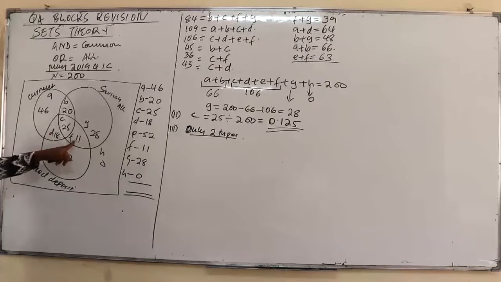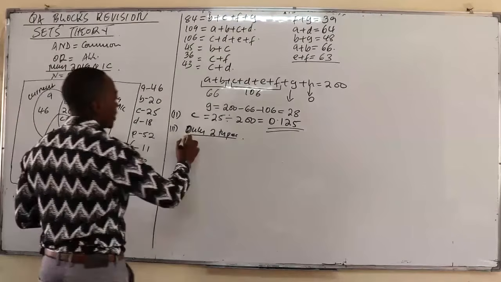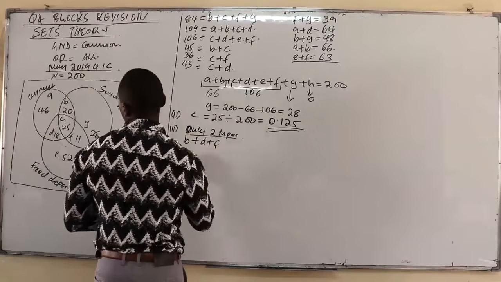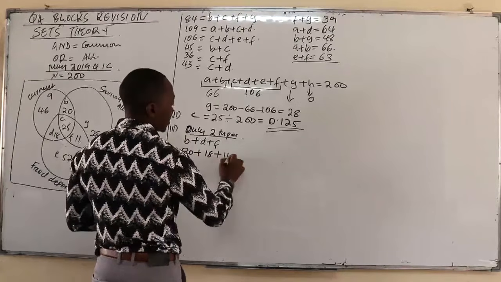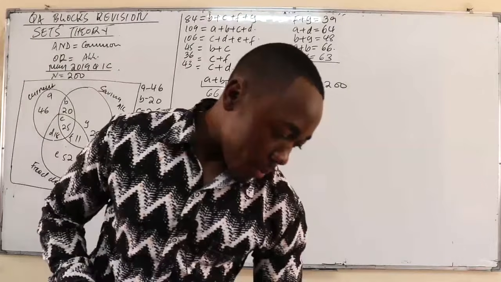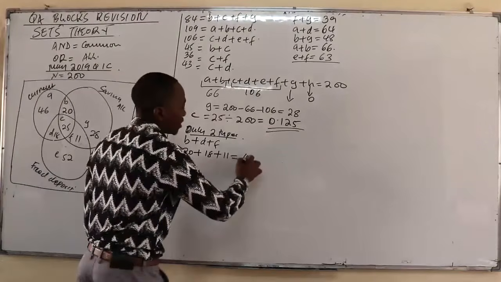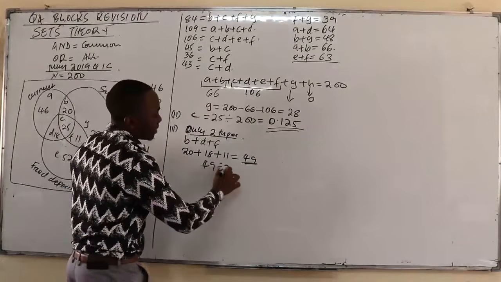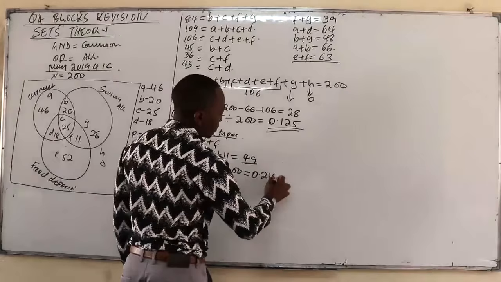But the question was at least 2. That's when you could have included C. So only 2 types is only B, then we have D, and then we have F. And B we have is 20, D we have is 18, and F we have is 11. Probability that customers operate only 2 types. So that is 20 plus 18, you add 11, you get 49, but they want a probability. So you take 49, you divide by 200. The probability is 0.245.